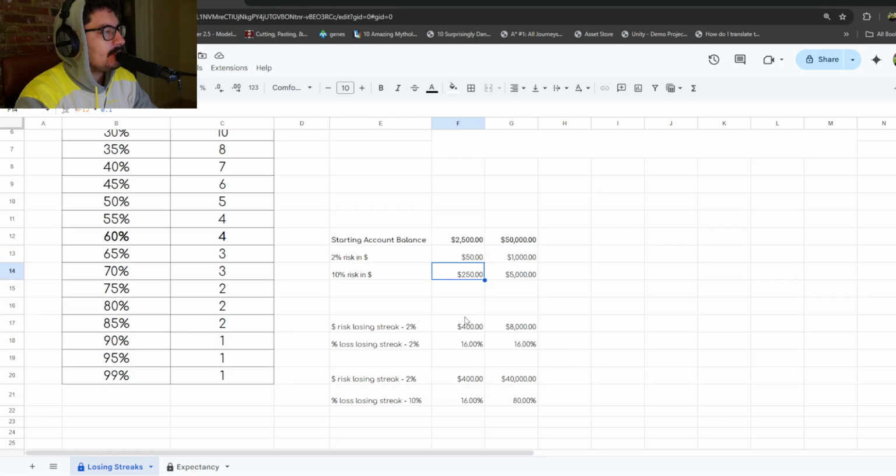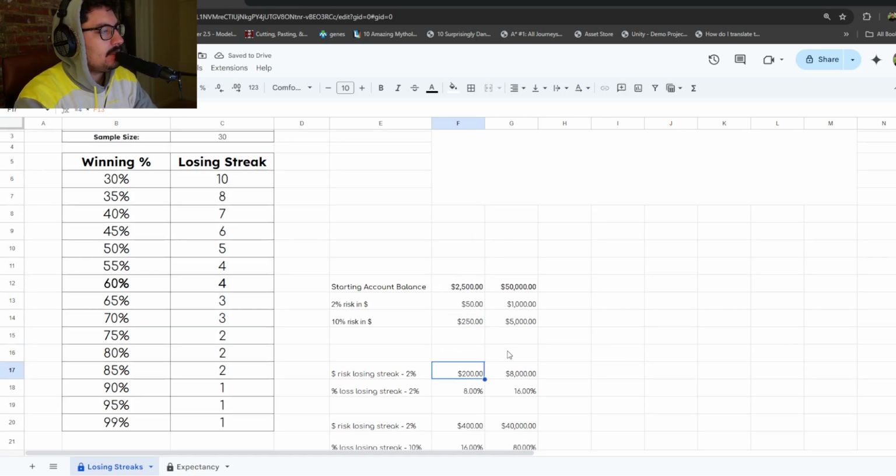Let's just make this. So if we're saying it takes us 4 days, let's make this 4. So that's a $200 losing streak. That's honestly not that bad. Okay? That's if you're risking 2%.